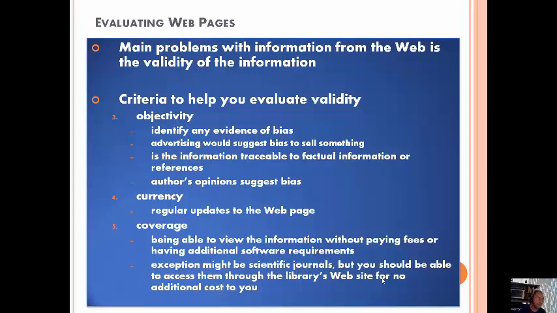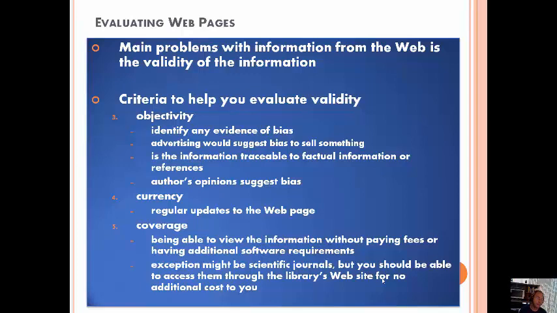One of the fifth criteria, of course, is coverage, being able to view the information without paying fees or having additional software requirements. A lot of these databases do require fees, not necessarily software requirements, but fees. For example, the APA's PsycInfo, it's got almost all of the psych and sociological journals that there are, peer-reviewed journals, but it could be expensive.